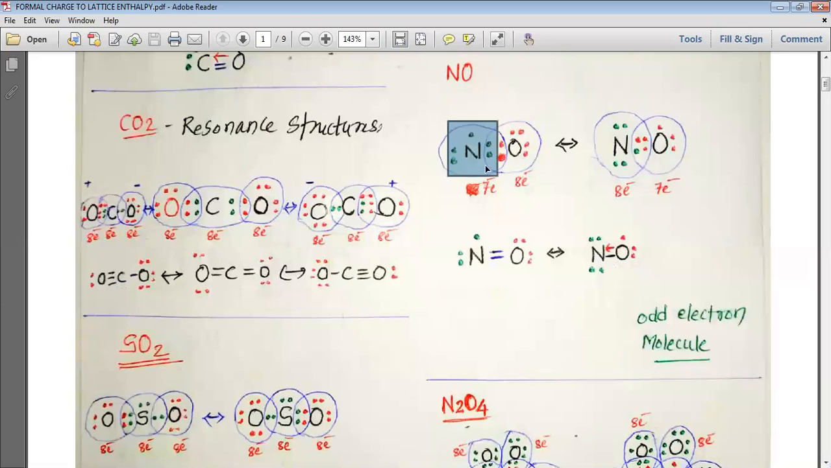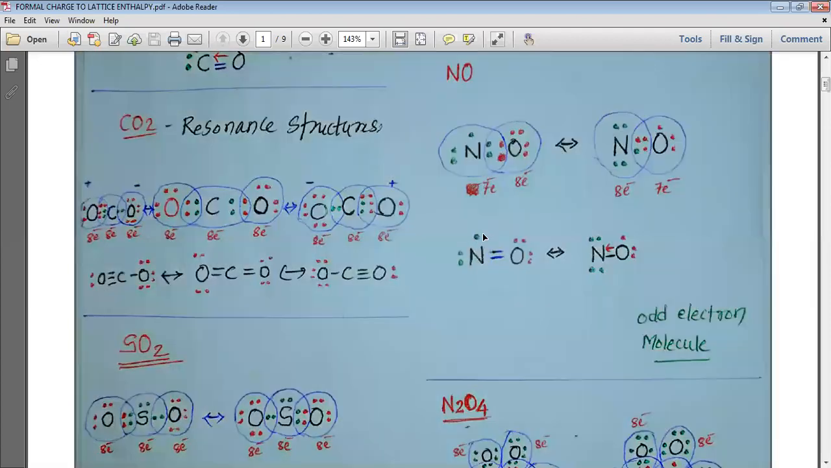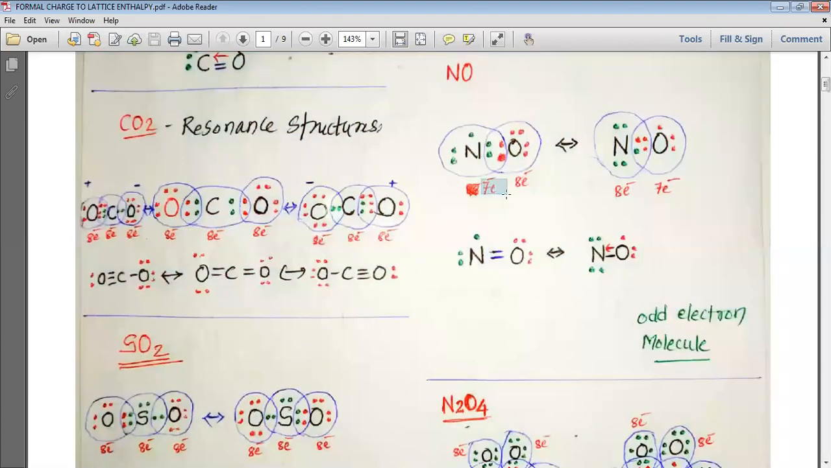Out of those 5 electrons, nitrogen shares 2 electrons with this oxygen, and that is how it makes the double bond here. So this double bond is present, but nitrogen has 3 electrons left on it, which is not a complete octet, and thus nitrogen attains 7 electrons instead of 8.